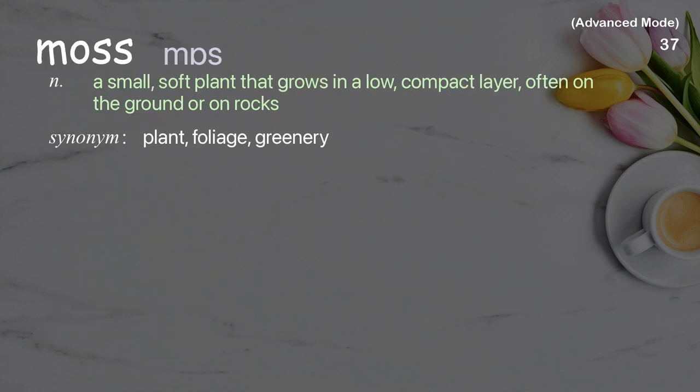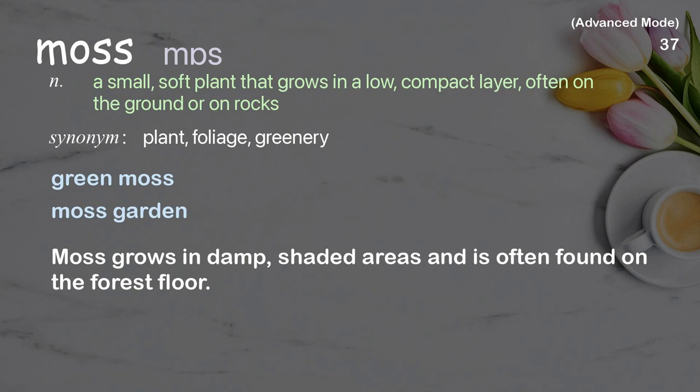Moss. A small, soft plant that grows in a low, compact layer, often on the ground or on rocks. Examples: green moss, moss garden. Moss grows in damp, shaded areas and is often found on the forest floor.